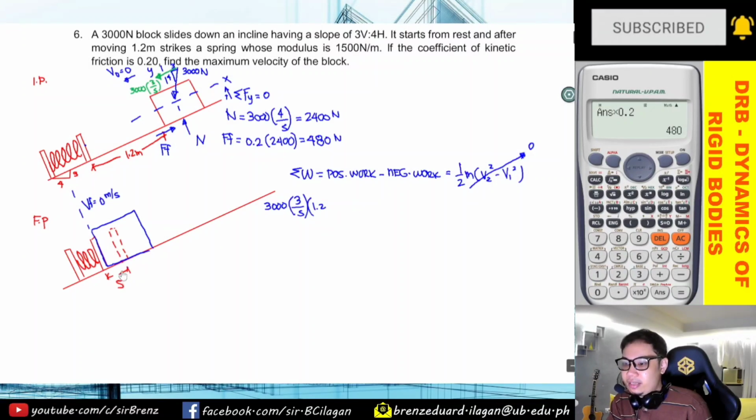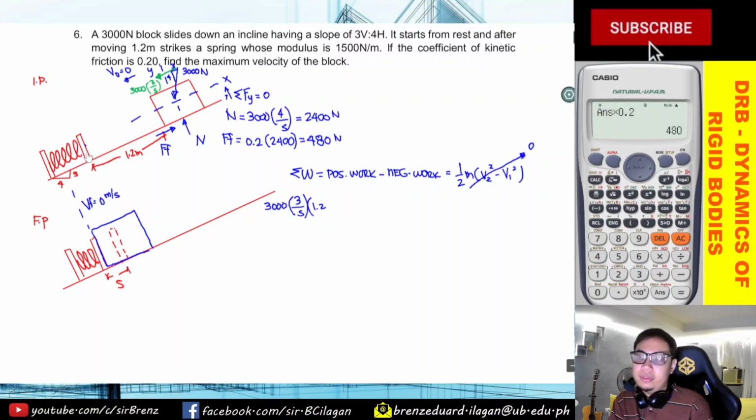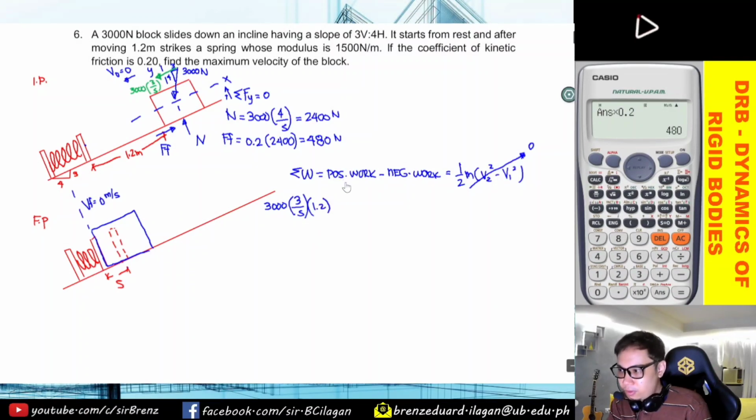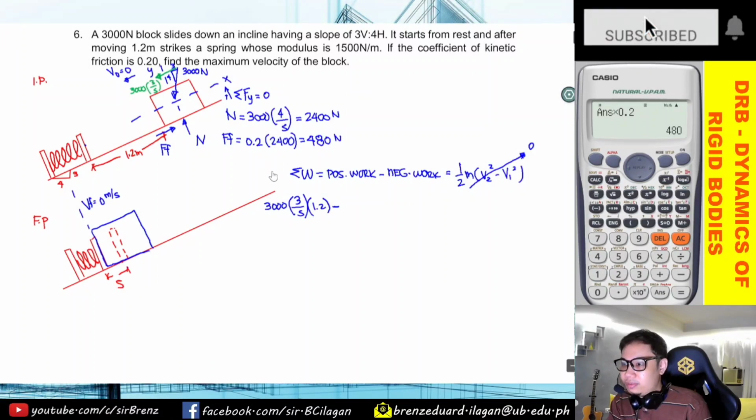Kasi yung S na yan, i-consider mo lang siya para doon sa part ng spring. Okay? Ayan. So, aside from the x component of the weight, I think wala nang ibang force na nakatulong para magkaroon ng positive work. So, the remaining forces are for the negative work.